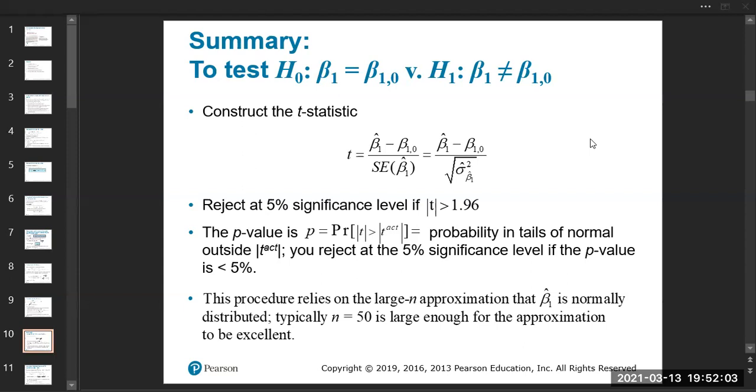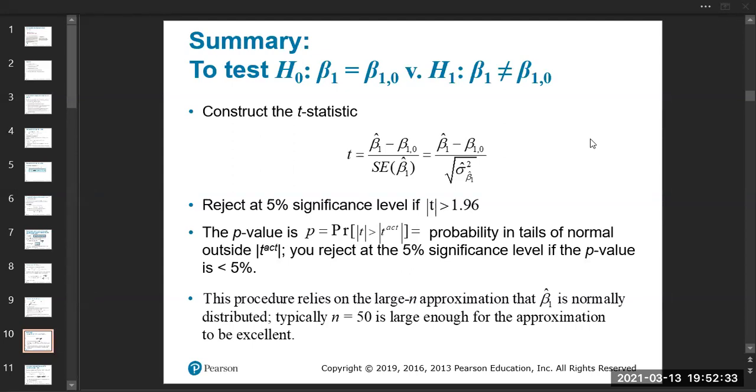to test a two-sided test, we need to construct a t-statistic that equals beta 1 hat minus the hypothesis value, beta 1 0, divided by the standard error of beta 1 hat. We will reject at the 5% significance level if the absolute value of t is larger than 1.96. This one all of you should be familiar with.